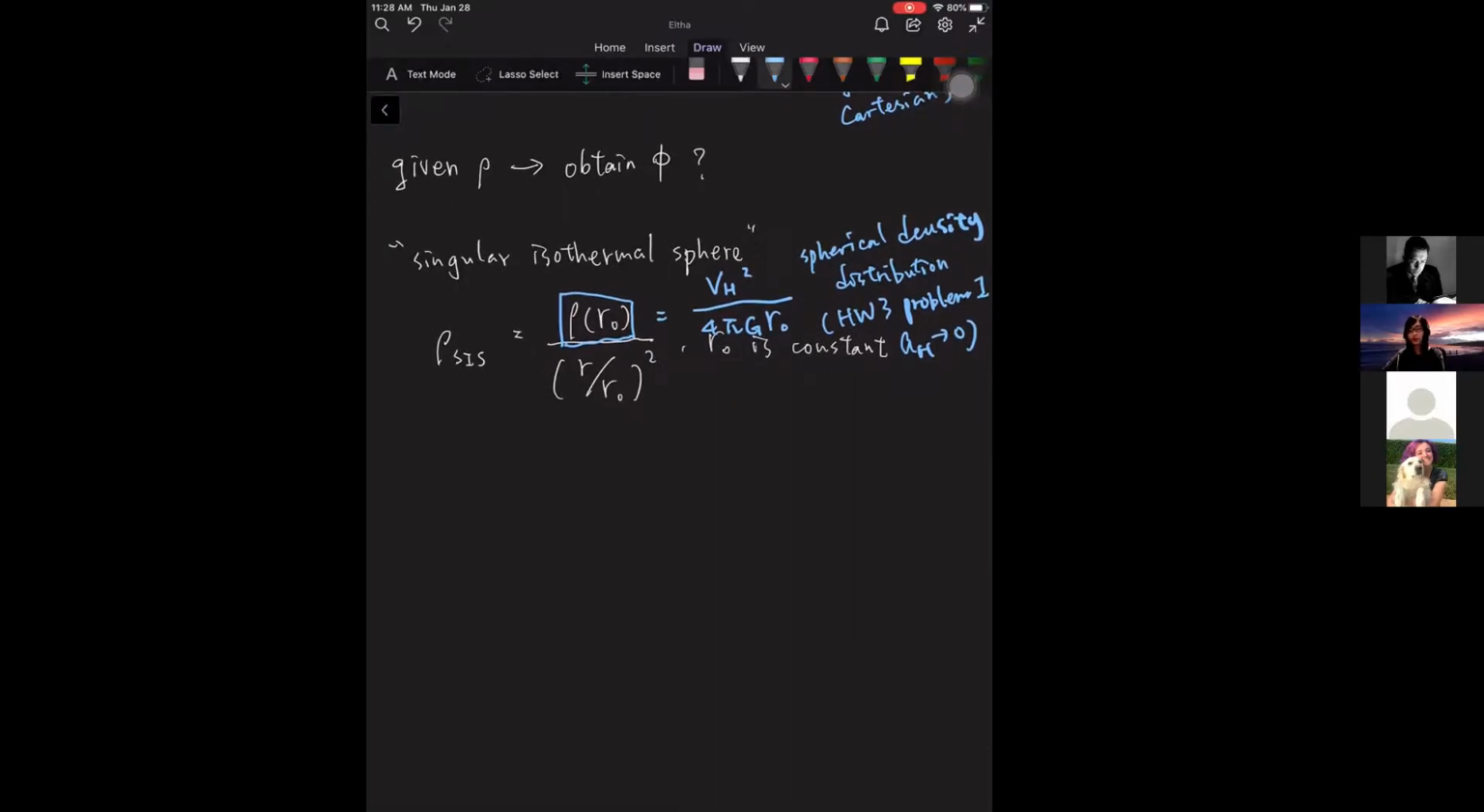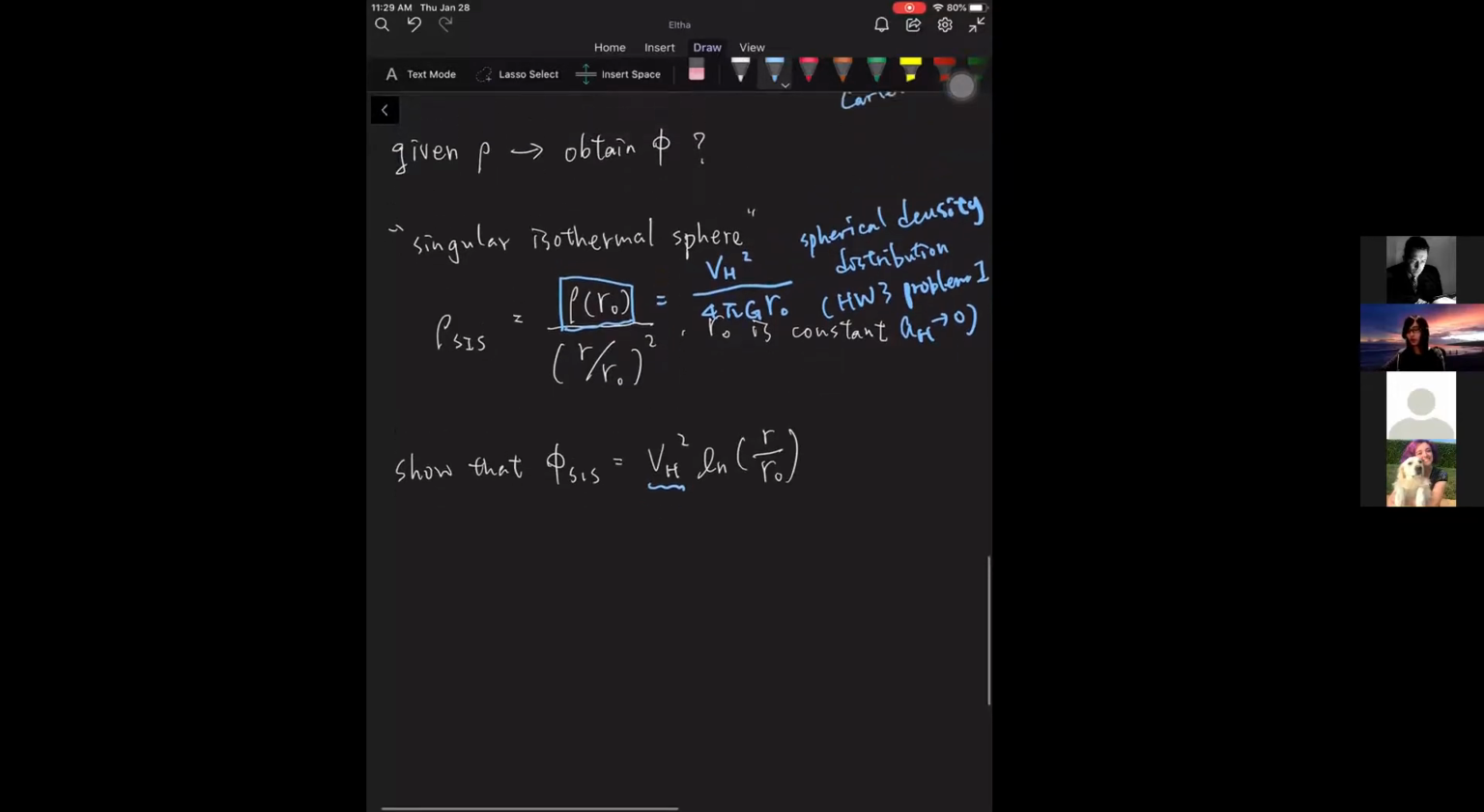So the reason why I'm relating the rho naught to the spherical density distribution is because we want to show that the gravitational potential of that singular isothermal sphere is VH squared ln R over R naught. And this VH squared is related to the spherical density distribution. So we will use that relation to get it in terms of VH.